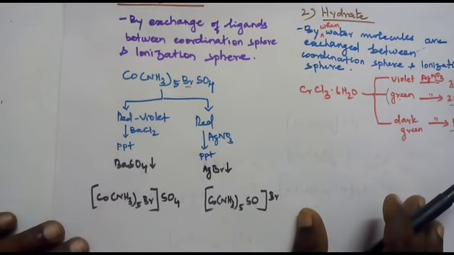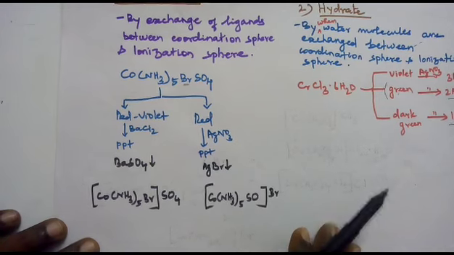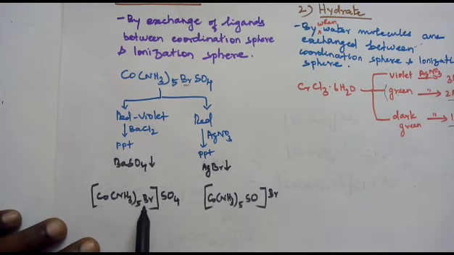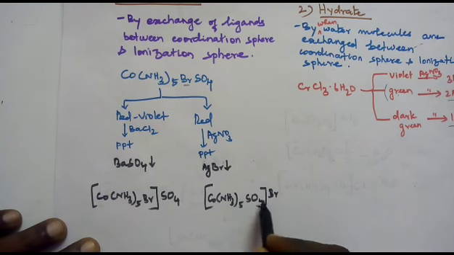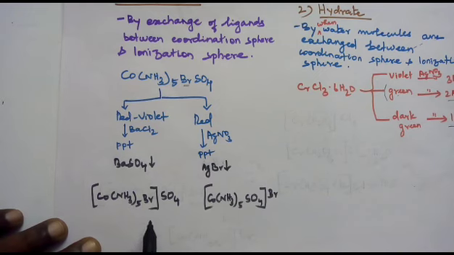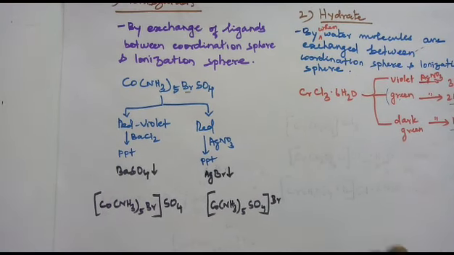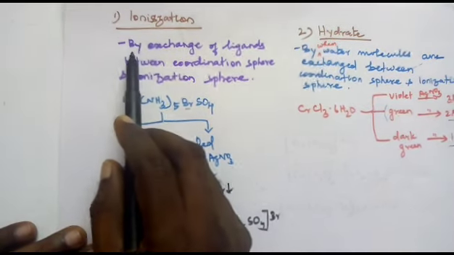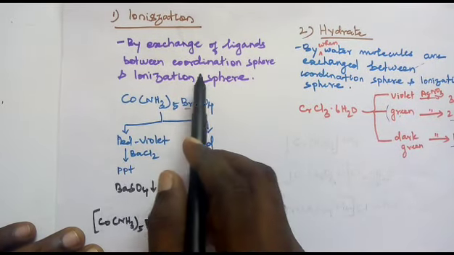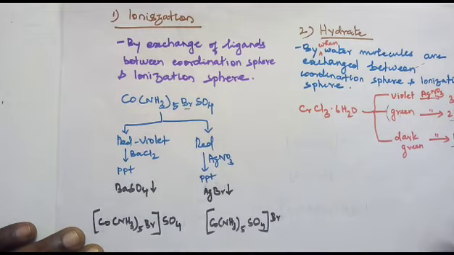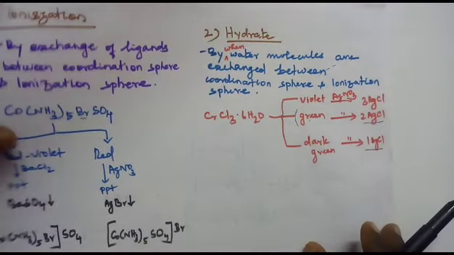So how did we get these isomers? There is bromine inside, but it goes outside and sulfate comes inside. That means SO4 ions are exchanged between the coordination sphere and the ionization sphere. Then we get ionization isomers. This is obtained by exchange of ligands between the coordination sphere and the ionization sphere. Okay, let's go to hydrate isomer.